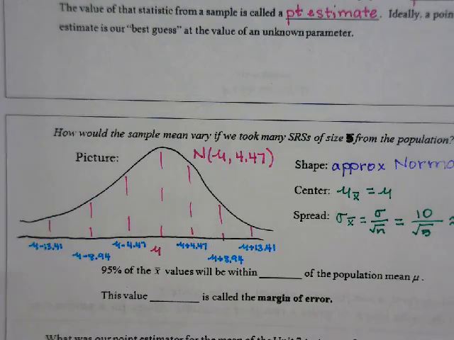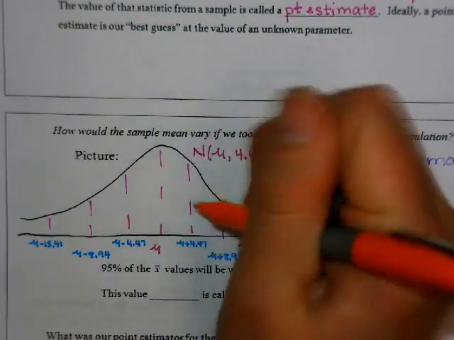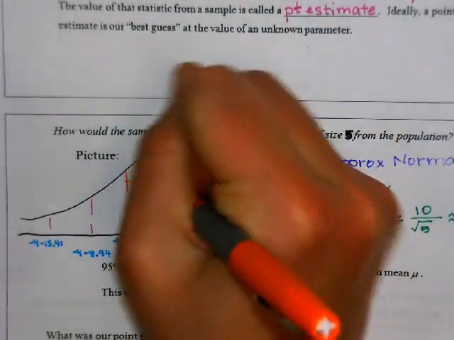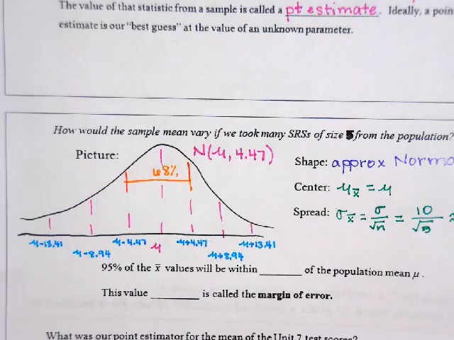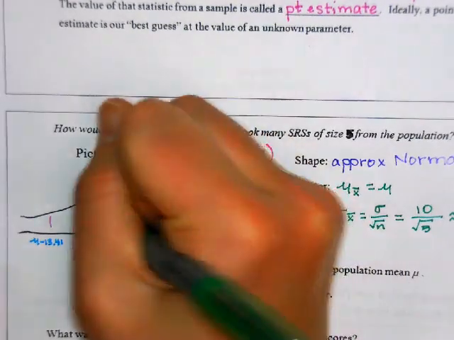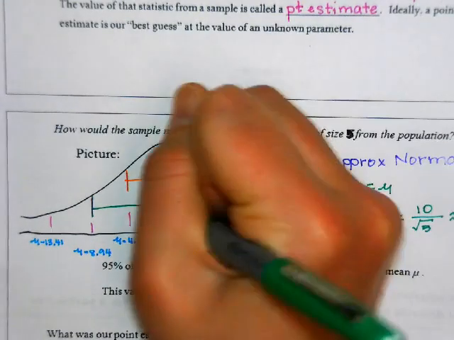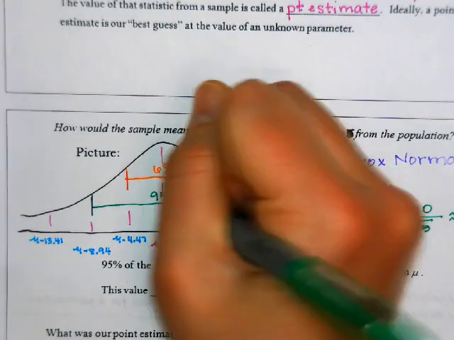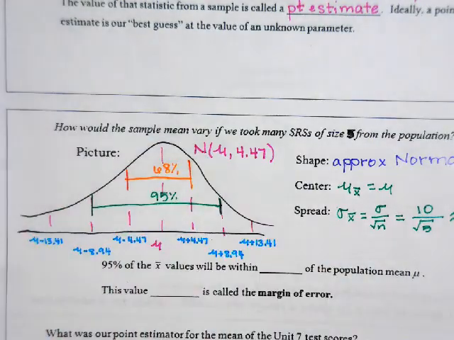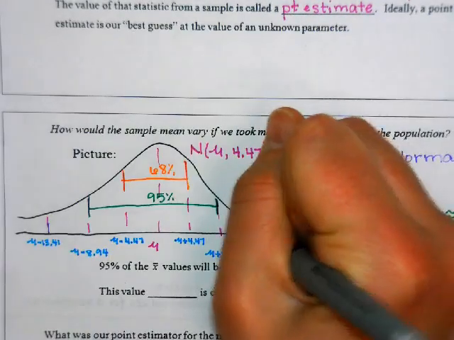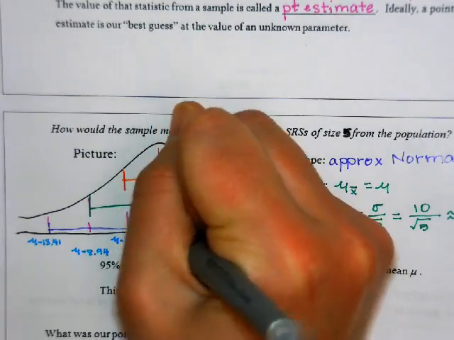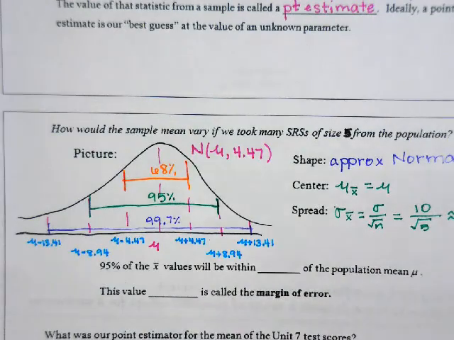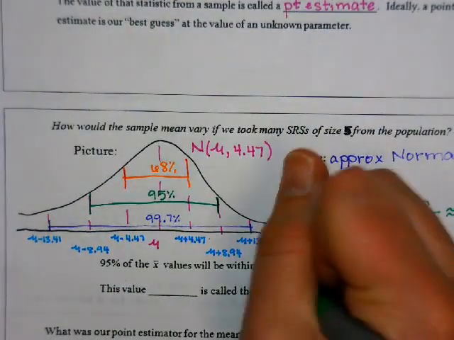Remember that rule? 68% is within 1 standard deviation above and below. And then we have 95% within 2 standard deviations above and below. And 99.7% within 3. All right, so 95% is within plus or minus 2 standard deviations of the population mean mu.